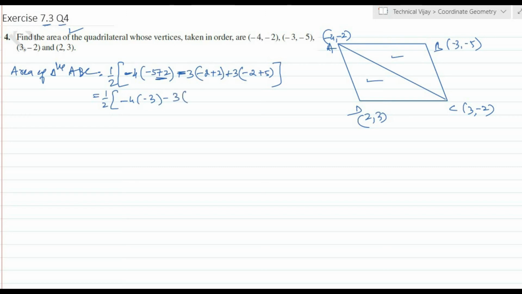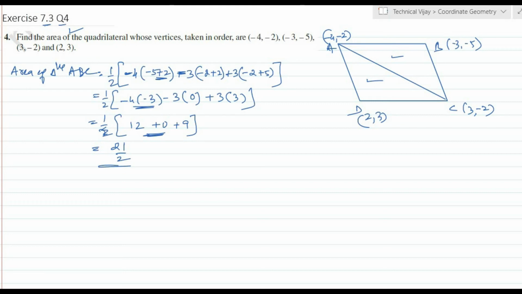So minus 3 into, so this is 0. So plus 3 into 3. Half of, so 4 into 3 is 12, that is plus. So here plus 0, plus 9. So 12 plus 9, 21 by 2. This is the first area.